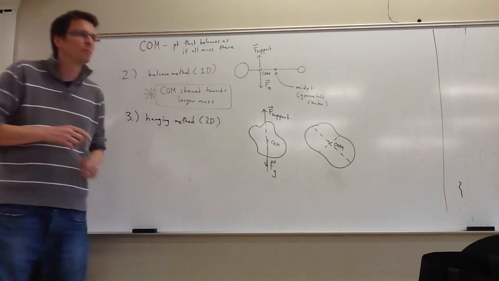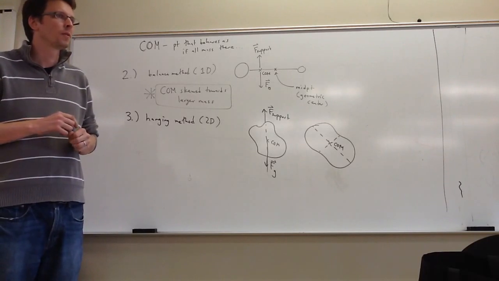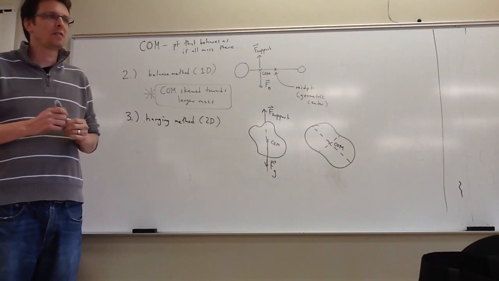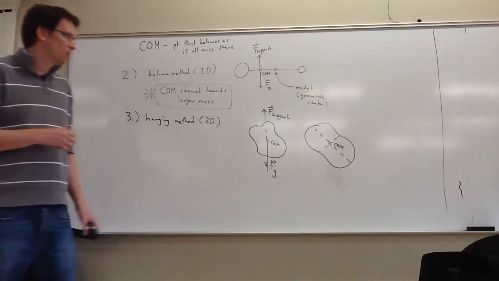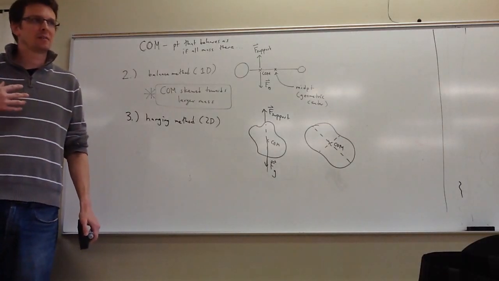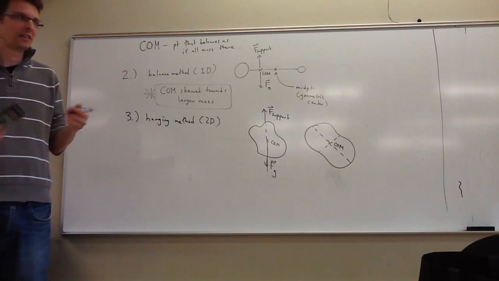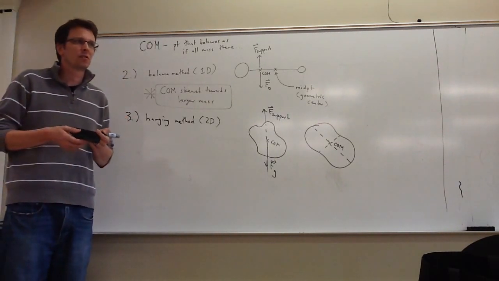Yeah? Is there a name for objects that have the center of mass not inside of them or not on them? I don't know of any lingo or nomenclature for that. You're lucky if you happen to get a symmetric object. Most objects are going to have at least some slight mass asymmetry that is going to cause their center of mass to not be totally obvious.